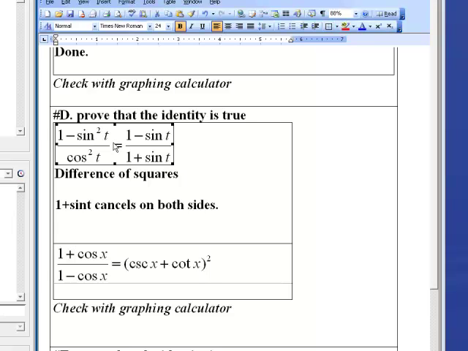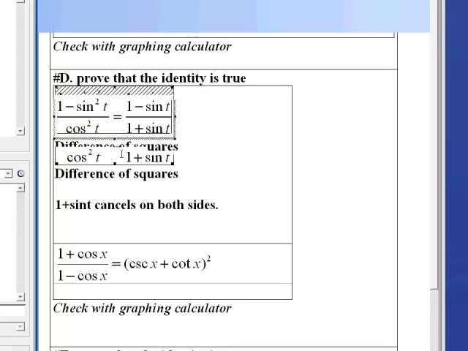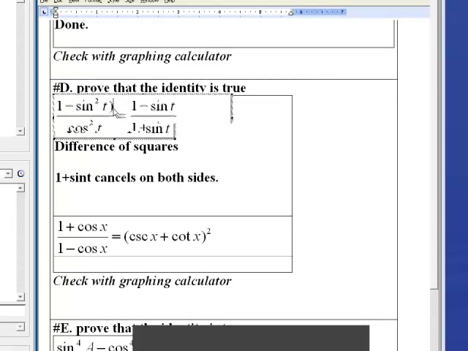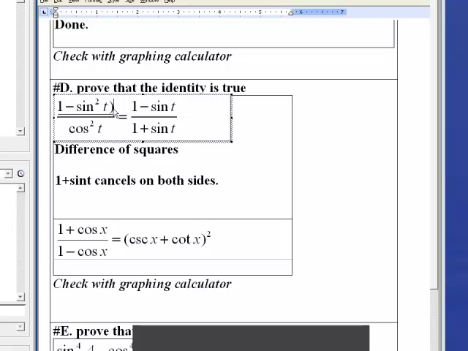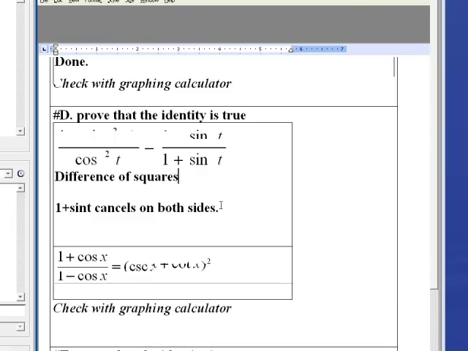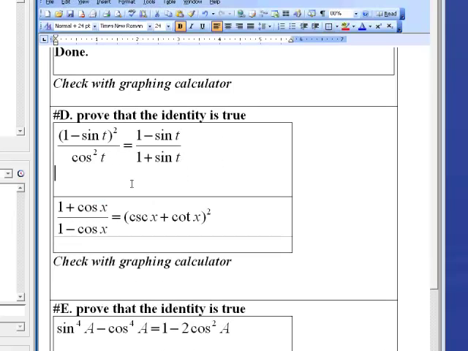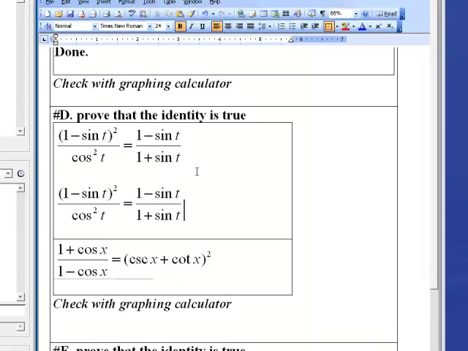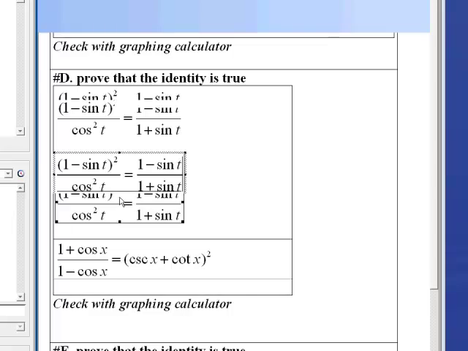So this is not the correct identity. In fact, it's not an identity. This is the way it should be written. 1 minus sine t in parentheses squared. There we go. Okay, so we don't have a difference of squares. Okay, what happens now? Start over. What happens now?